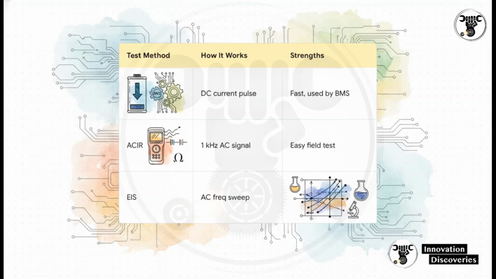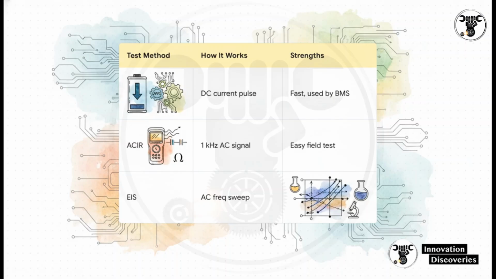Section 4. Diagnostic testing and BMS. Since we can't exactly crack open the battery to check on this degradation, how do we professional engineers actually detect and measure this hidden saboteur? We use 3 main testing methods. DCIR uses a direct current pulse to measure the immediate voltage drop. It's fast, and modern battery management systems rely super heavily on it to calculate a pack's state of health.